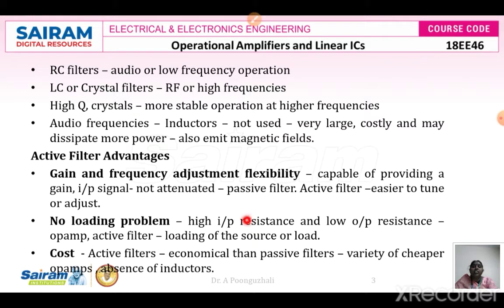So here in this case, gain and frequency adjustment flexibility means we will be able to provide the necessary gain. Whatever gain we want to design for the filter, that gain can be provided with the components you connect to the circuit, and the input signal is not going to be attenuated as in a passive filter. In this case, an active filter is easier to tune as well as to adjust, based on the components which I am going to connect in the circuit. It is easier to tune the circuit or adjust it for the required gain.